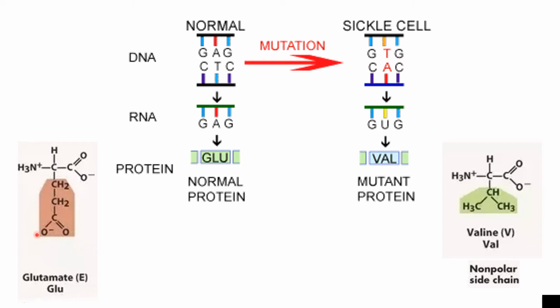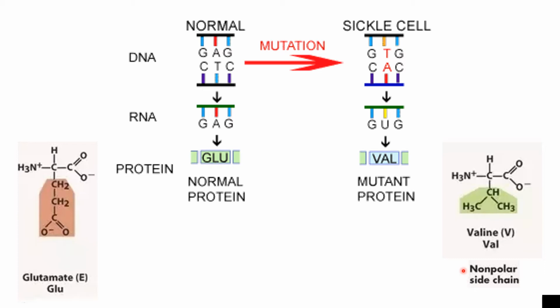Glutamate is a negatively charged amino acid. Remember that things that are negatively charged are attracted to the positive dipole in water. When we talk about valine, valine is a nonpolar amino acid. Nonpolar amino acids don't play nice with water. They're what we call hydrophobic.